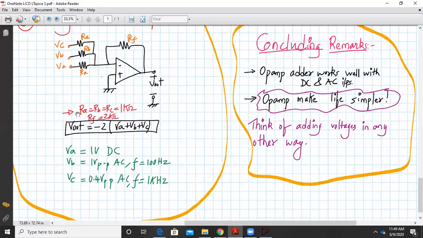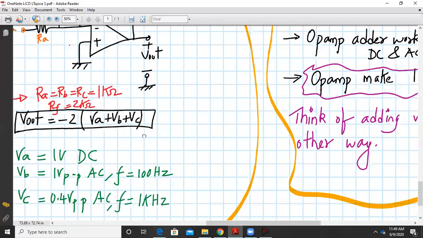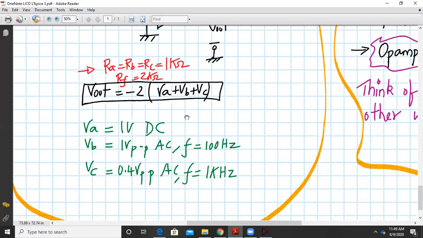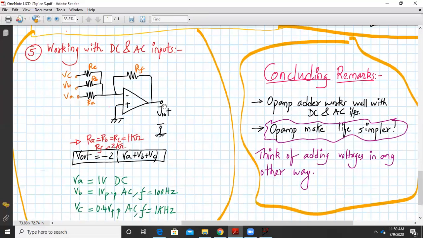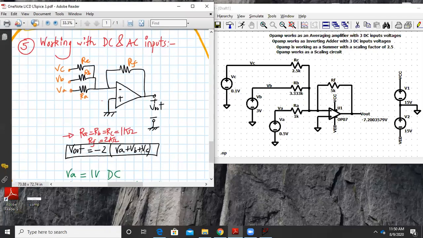Here we select the value of resistors RA, RB, RC as 1K and RF as 2K. So the Vout expression will be -2 into (VA plus VB plus VC). But right now our focus is over here: VA will be given as 1 volt DC, VB will be given as 1 volt AC with a frequency of 100 Hertz, and VC will be given as 0.4 volts peak to peak AC with a frequency of 1 kilohertz. So we have a combination of AC as well as DC input voltages. Let us check our analysis. Let us reflect this in our LTSpice, and let us start building the circuit.